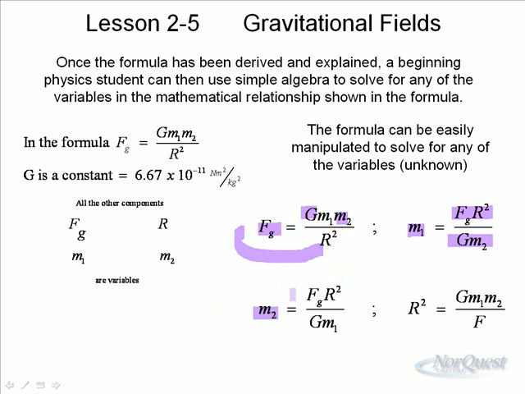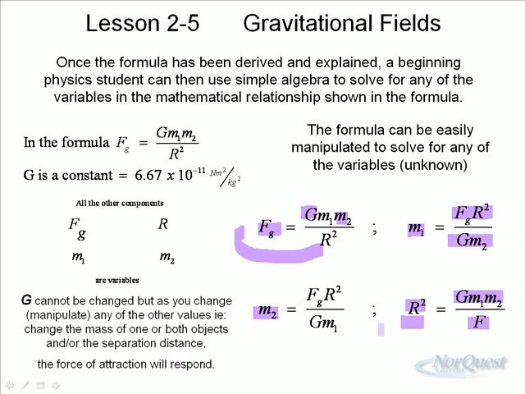We put the r up on the top left and the Fg on the bottom right. So r squared is equal to G m1 m2 over F, and of course to get r we would have to then take the square root. But since G cannot be changed, as you change or manipulate any of the other values, the force of attraction will respond. All right. So if you make the masses bigger, the force of gravity will get bigger. If you increase the distance, the force of gravity will get smaller.